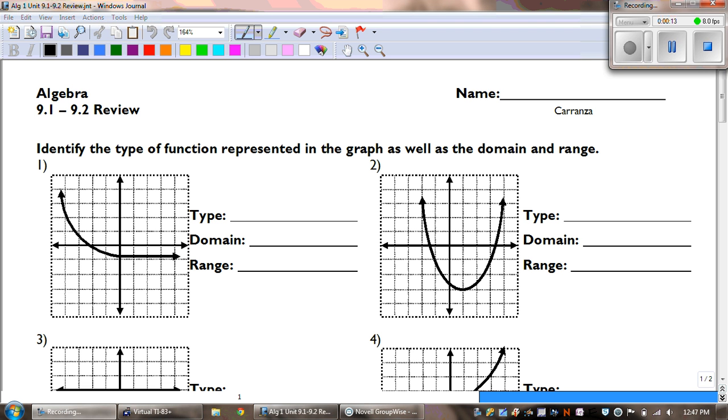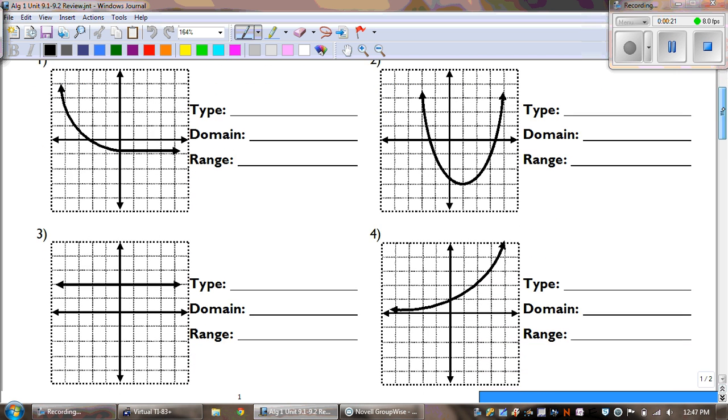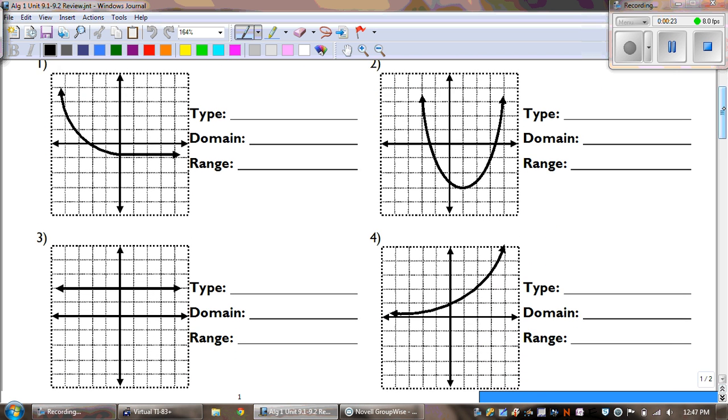Identify the type of function represented in the graph as well as its domain and range. So remember, there were three types of graphs that we talked about. We talked about exponential, quadratic, and linear. Let's look at number one.